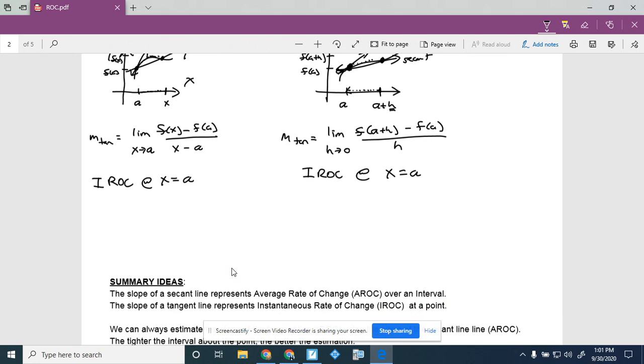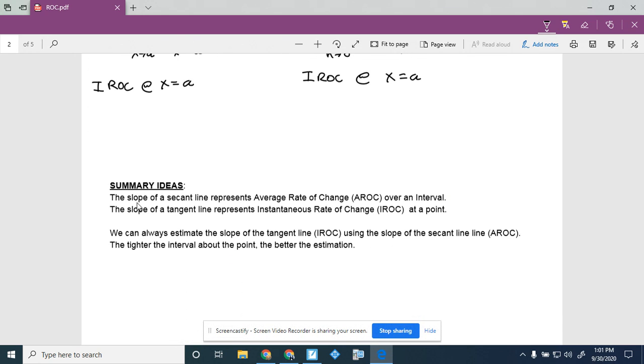All right, so what's the summary here? And I'll just kind of read this so you can pause it and read it. The slope of the secant line represents average rate of change, which sometimes I'll just write AROC, over an interval. That's kind of the key. When you're finding average rate of change, it's about being over an interval. The slope of the tangent line is going to represent instantaneous rate of change, and that is at a point. So instantaneous rate of change occurs at a point where average rate of change occurs over an interval.